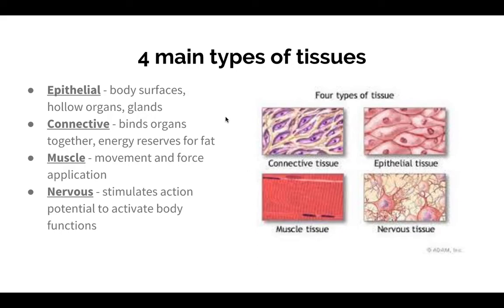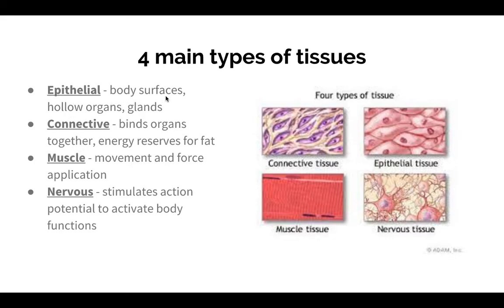The 4 main types of tissue include epithelial tissue, connective tissue, muscle tissue, and nervous tissue. And throughout the course of this unit, we're going to be breaking those down into the different types of each of these. And there's a whole lot more than you can probably imagine.